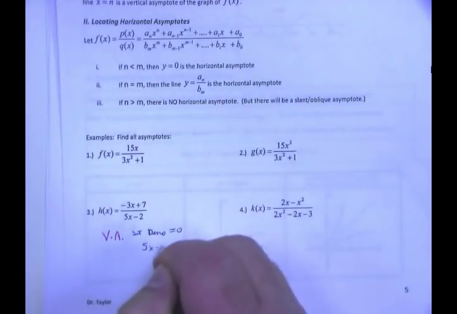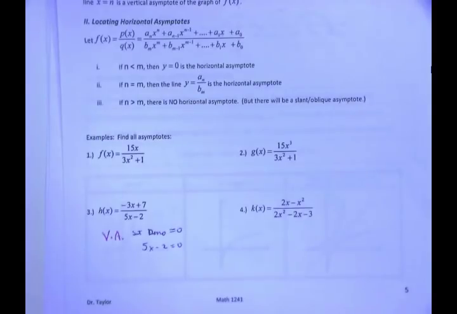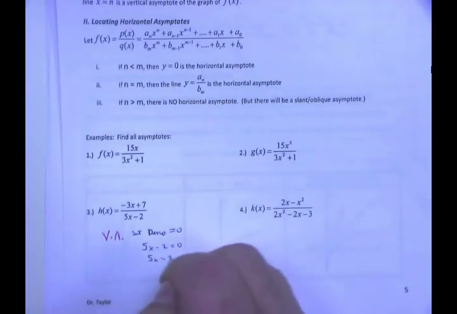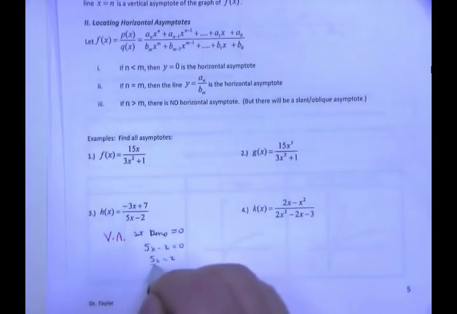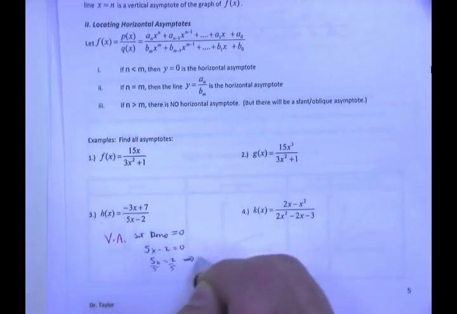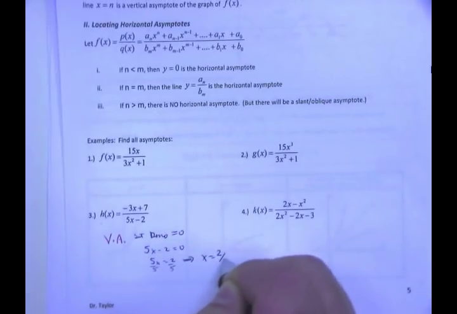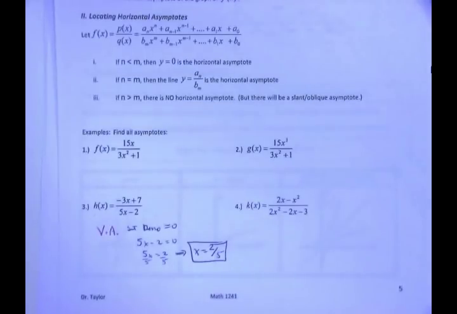That would be 5x minus 2 equals 0, and I'm going to solve for x. That means 5x equals 2. Add 2 to both sides, divide by 5, and I get the equation x equals 2/5. That is the vertical asymptote to this graph. Does that make sense?